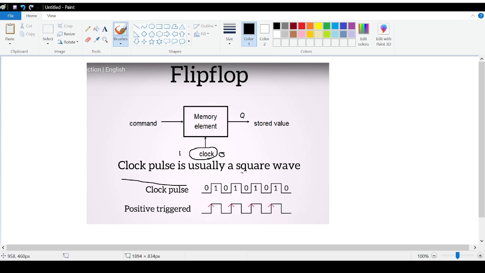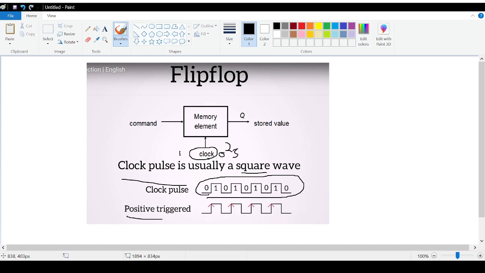A clock pulse is usually a square wave. It means usually we pass the clock in this way: first 0, then 1, then 0, 1. We pass a series of zeros and ones, so that, let's say, the clock changes its state every 2 seconds. So every 2 seconds we can see what changes inside the flip-flop. Flip-flops can be positively triggered. Positively triggered means it turns on when the value 1 is given to the clock.